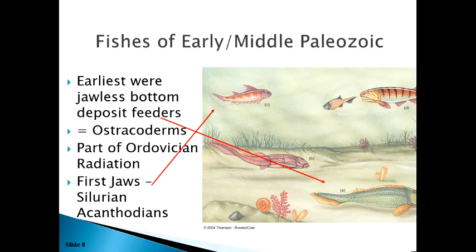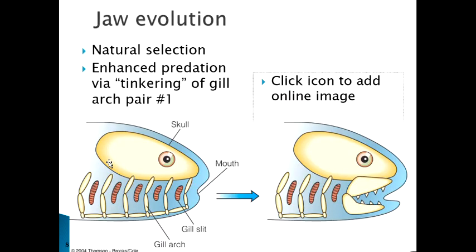Going back to the fishes, the earliest ones had no jaws. They literally just had a hole in the front of their face. They would swim around on the bottom, and whatever went into that hole was what they ate. But very shortly, by the middle of the Silurian, we evolved the first jaws, the same type of jaw that you and I have.